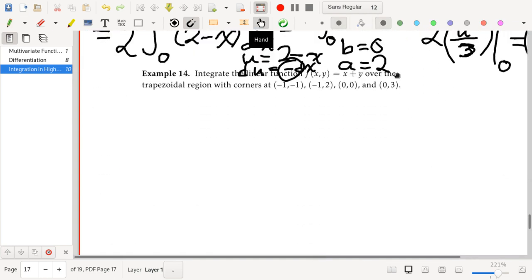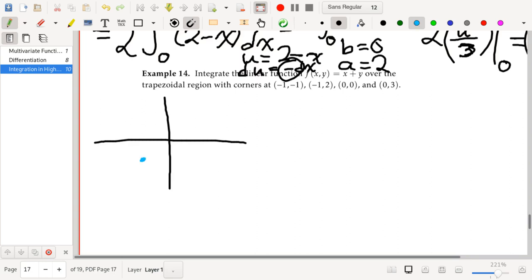Next one. Integrate the linear function f(x, y) equals x plus y over the trapezoidal region with corners at negative 1, negative 1; negative 1, 2; 0, 0; and 0, 3. So it's always a good idea to sketch out the region when it's irregular like this. Okay, so this is the region over which we're integrating.